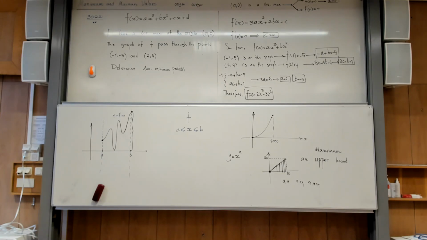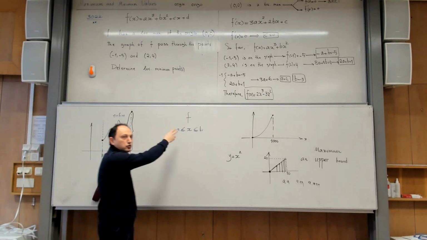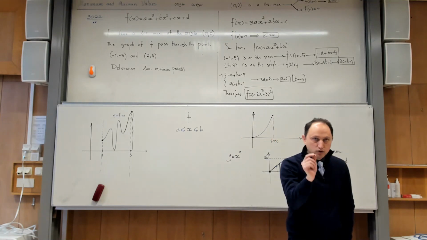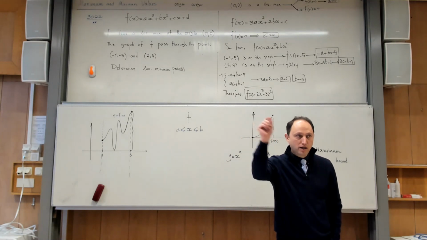Let me guide you. Where do you look? I give you a number, I give you this interval, and I give you a rule. Assume it's a complicated function. Where do you look for finding the maximum and minimum?